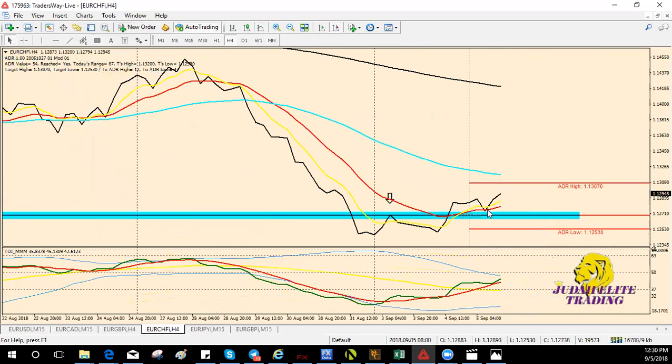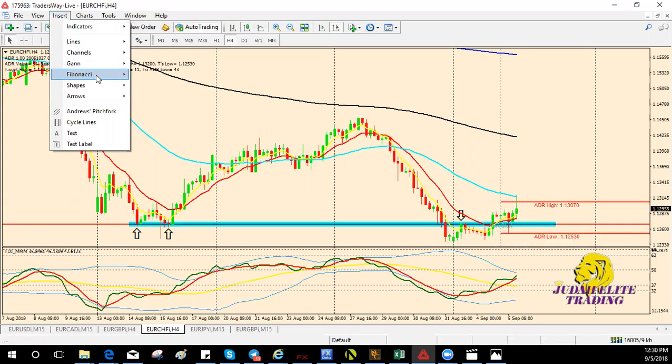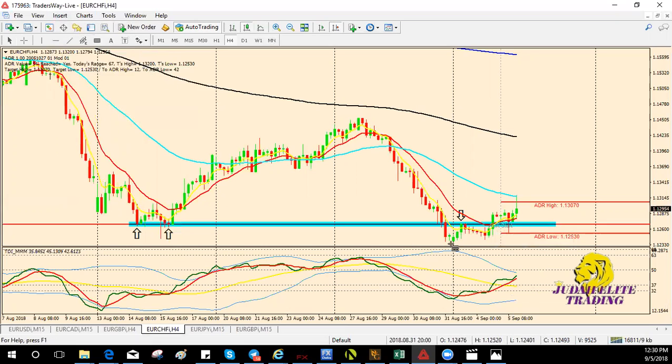On the line chart, that's where it closed. But one thing I want you to notice, which is useful for me at least, is that it threw a wick down and it looked like it trapped short holders, right? Now, one way for me to catch a good retracement is a tool called a Fibonacci retracement.